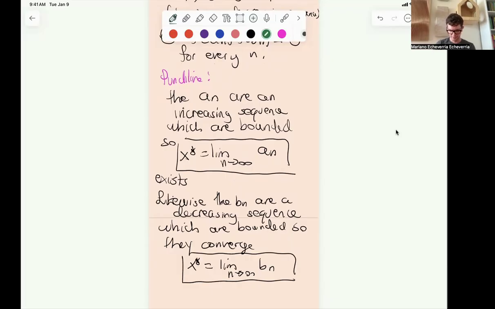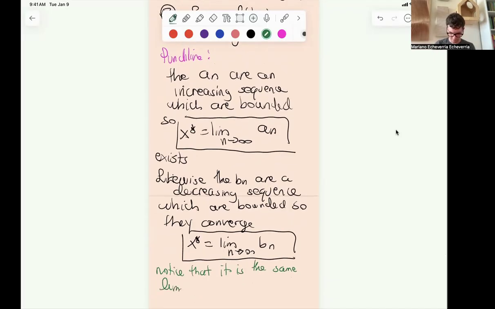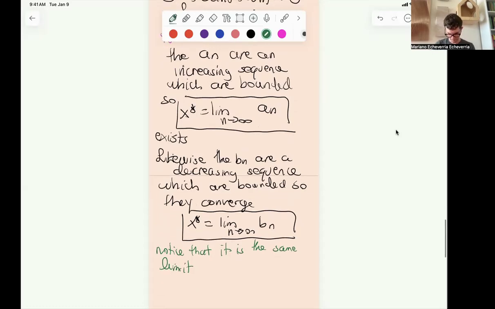So let me make that a remark. Notice that it is the same limit, since the length of the intervals is going to zero. The intervals are shrinking, everything is collapsing, and that's why it only leaves you one thing at the end. So far so good? Is this making sense? Any questions?